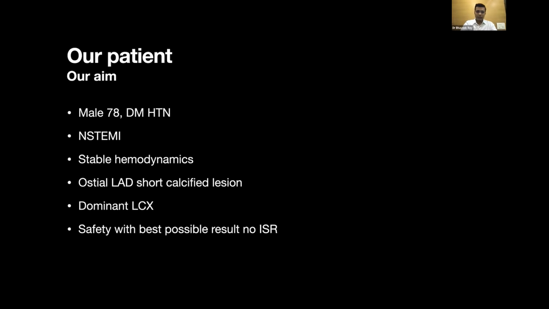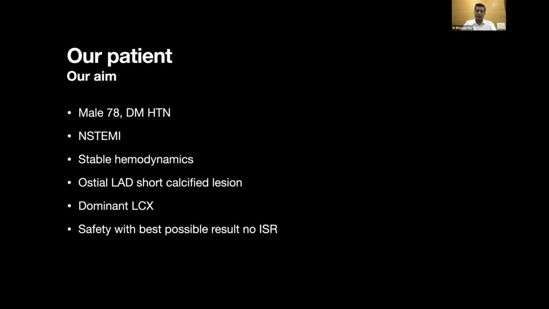Now coming to this specific patient, he's a 78-year-old male, diabetic, hypertensive, having a non-ST elevation MI, with stable hemodynamics. He's having an ostial LAD lesion. It's a short, calcified lesion with a dominant LCx.